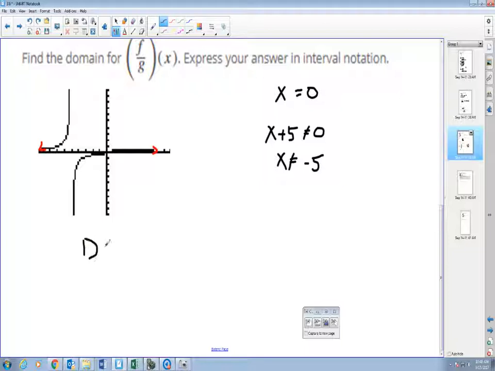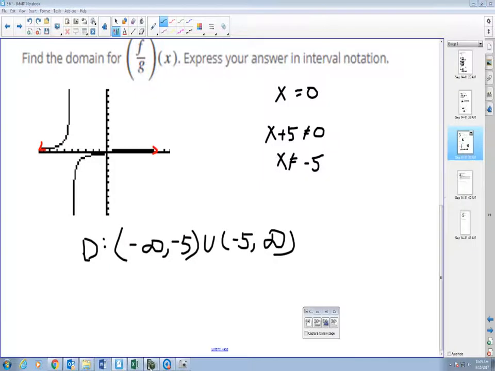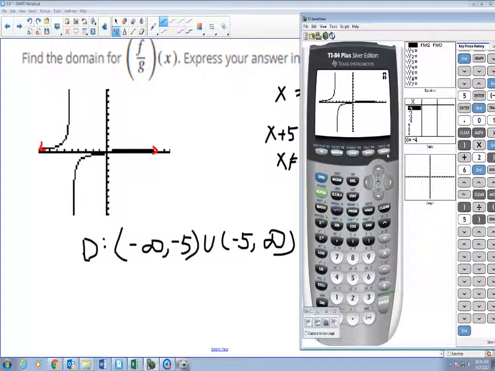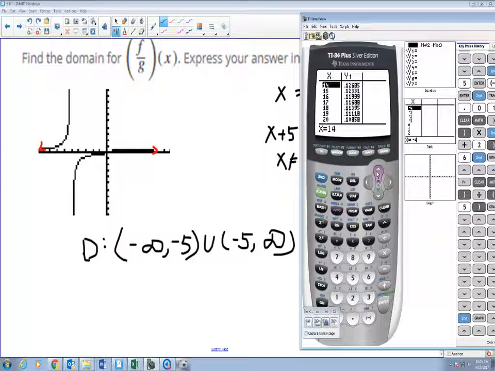So my domain is going to be from -infinity all the way to my restriction on the domain, because it was an error there. Use parenthesis, union, or my domain can be from the other side of -5, keep on going to the right. Alright, and my calculator does confirm that x cannot be -5.